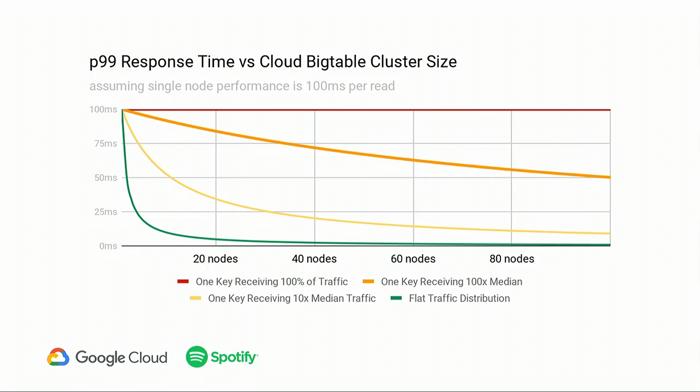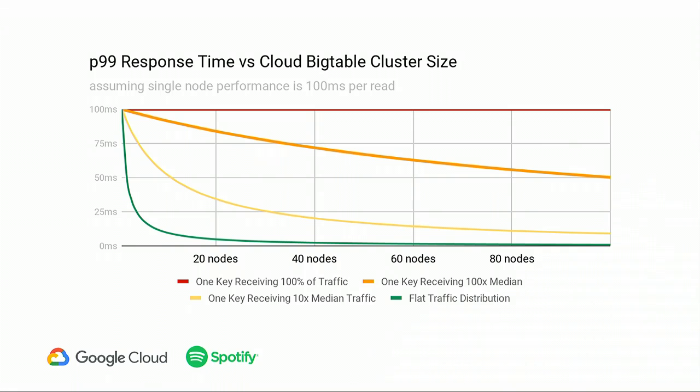Then we have 2 curves in the middle that kind of show why you care about this if you have different distributions of data. If one key receives 100 times the median traffic, that's the orange line second to the top there. You can add more nodes to the cluster, and it will get better. The scalability will improve, and your P99s will improve, but not by that much. And that's because one node is still significantly bottlenecking the rest of your cluster.